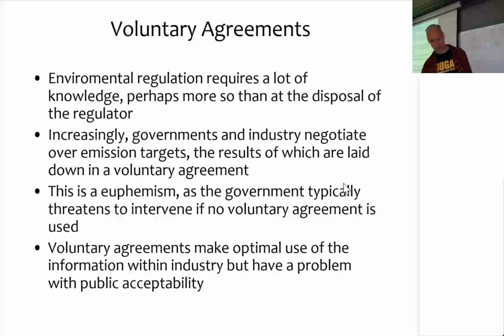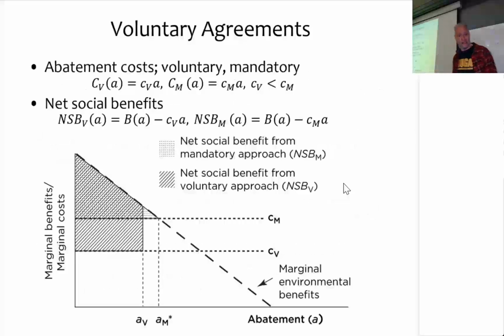So how does this work? Let's look at this particular diagram. On the horizontal axis we have abatement. On the vertical axis we have the costs and the benefits at the margin of these things. Let's assume that these cost functions are linear, so the marginal costs are flat.